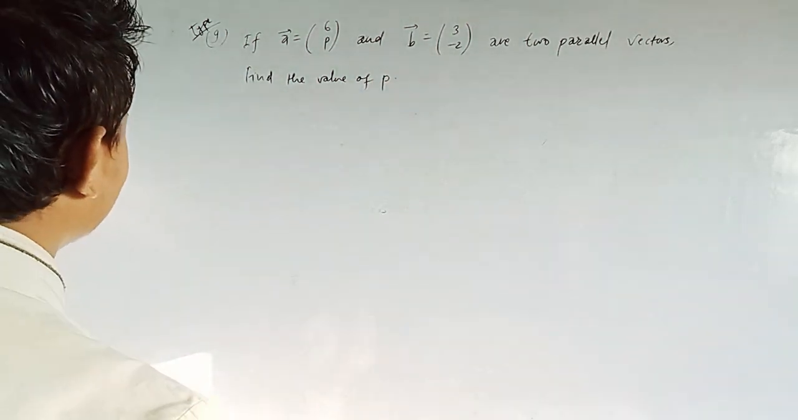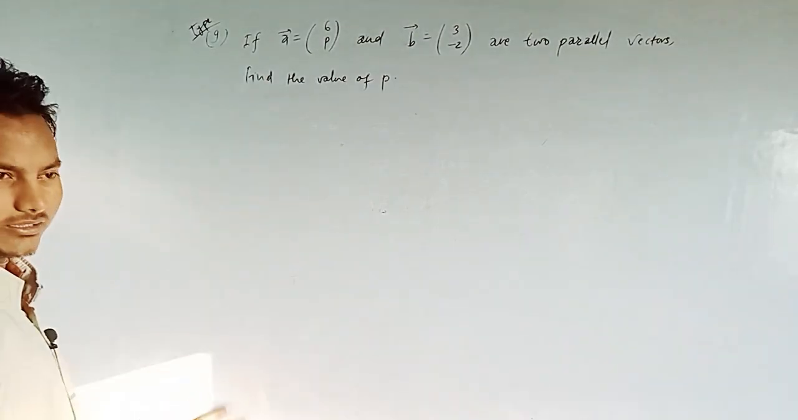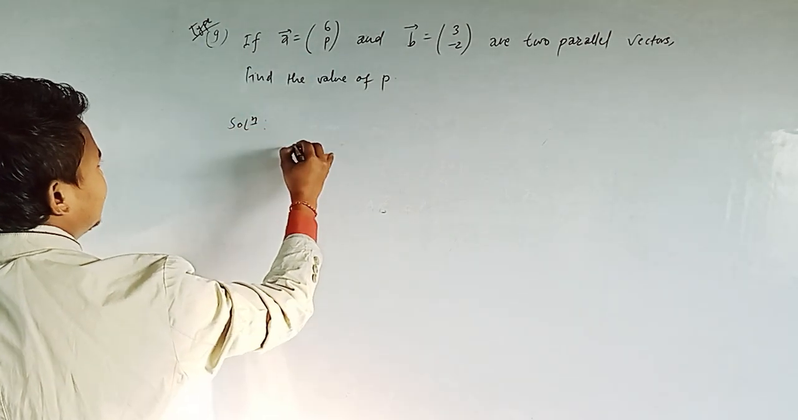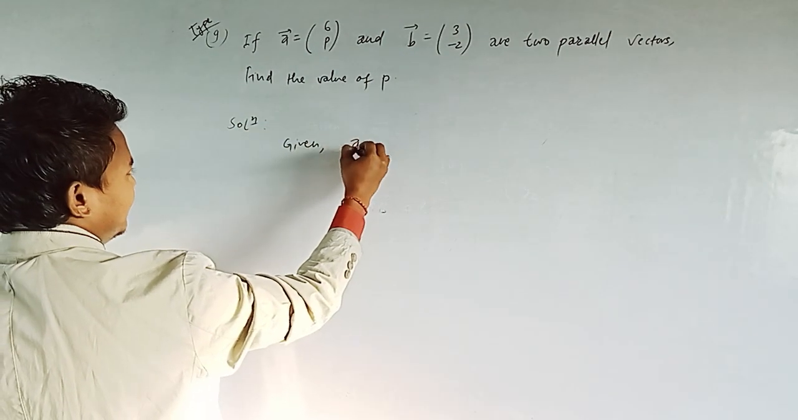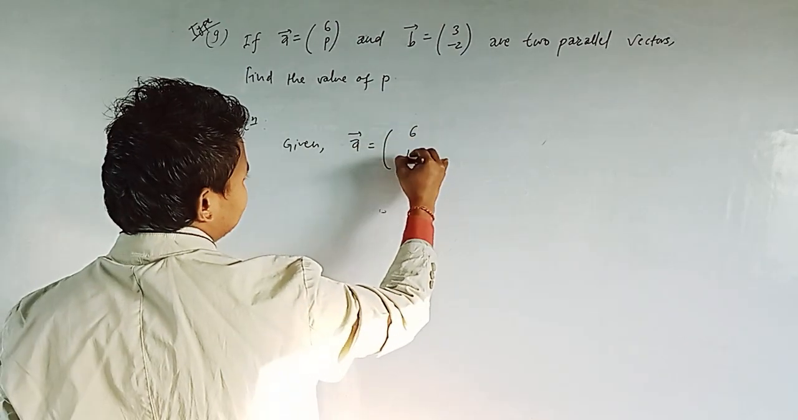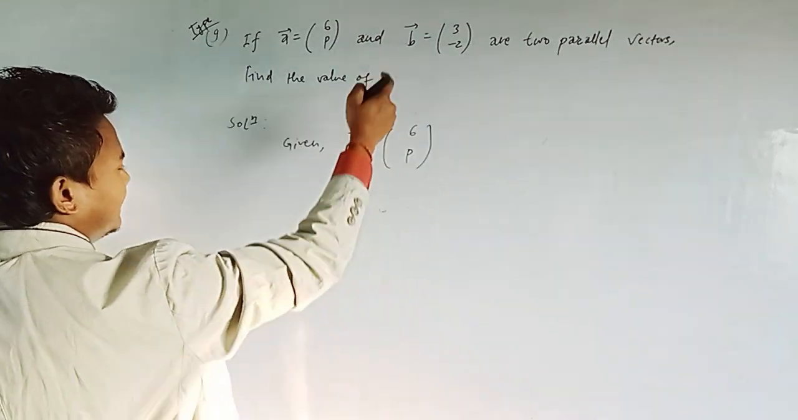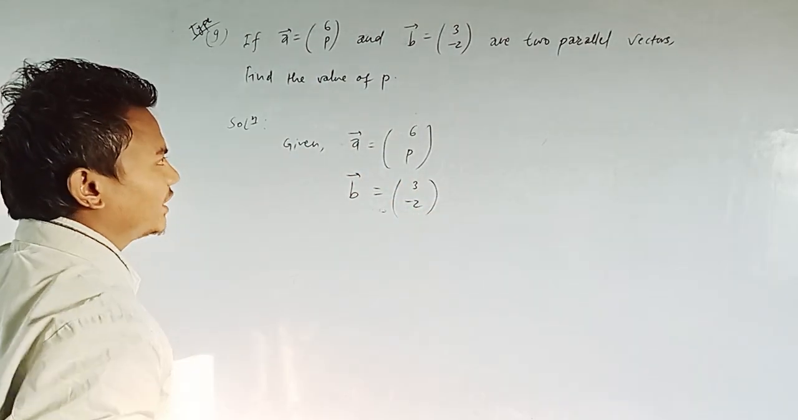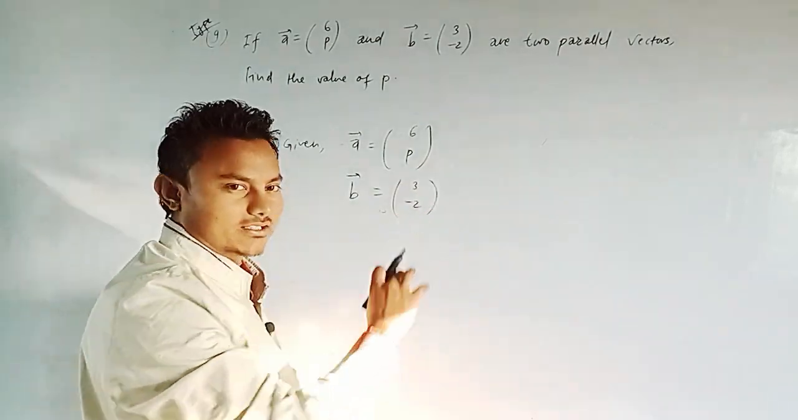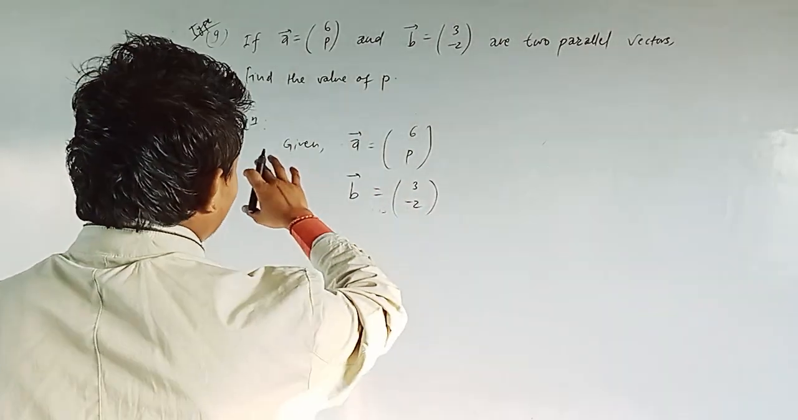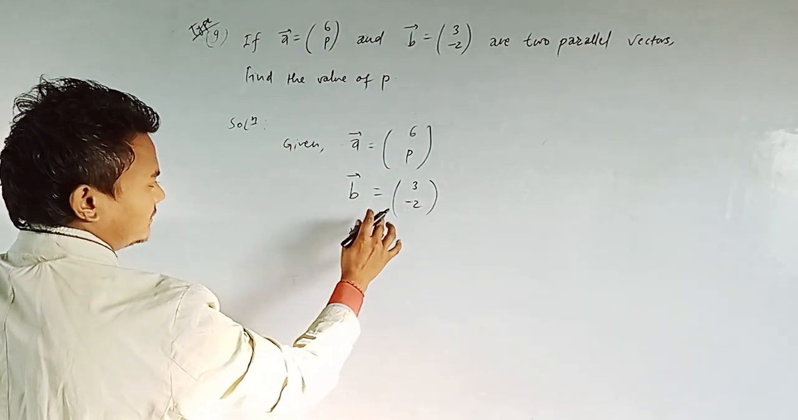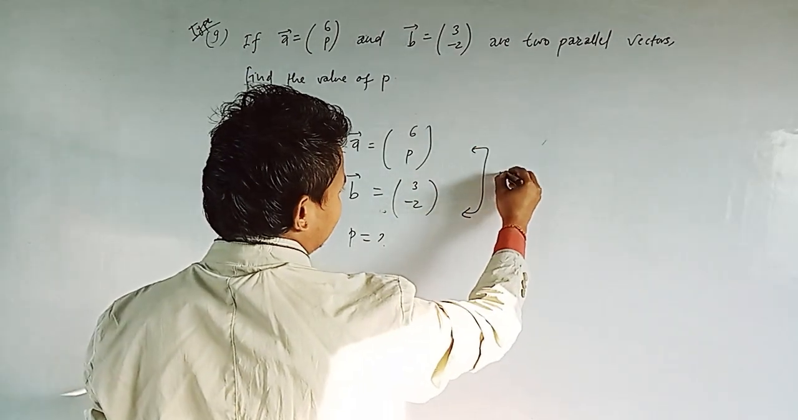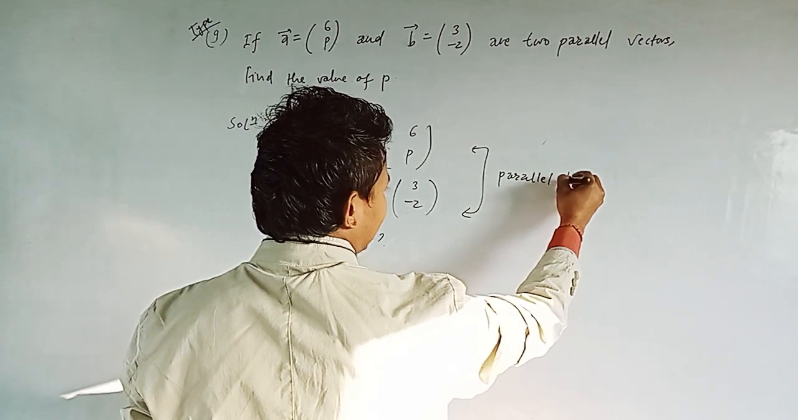So in the next type, type number 9, we have been given a question. The vector A is given, so write down the solution. Given the vector A equals 6, p, where 6 is the x coordinate and p is the y coordinate, and B equals 3, minus 2. These are two parallel vectors. These two vectors are parallel to each other. This is given in the question, and we have to find the value of p. These two vectors are parallel to each other.